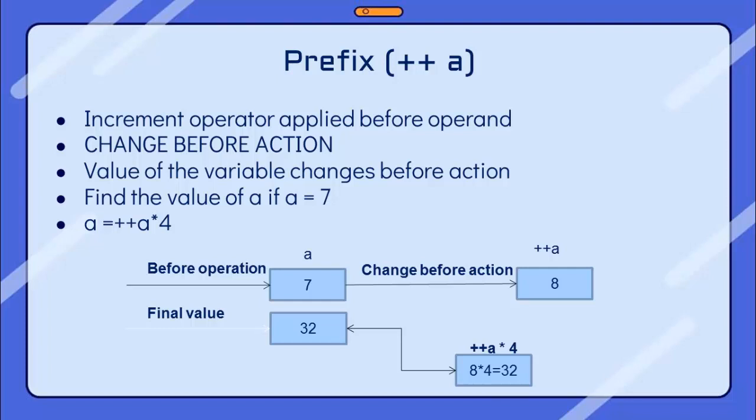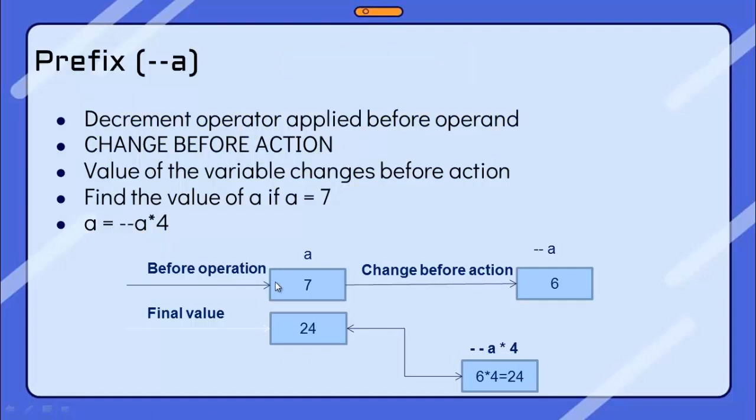So finding the value of a, if a is equal to 7, you have to find a = ++a * 4. So before it is a, after change ++a becomes 8 because you are adding it at the beginning only. Now a is 8, that is ++a * 4 becomes 8 * 4, that is 32. The next one is --a. The value is 7, so --a decrements it by 1, so 6 * 4 is equal to 24. That will be the answer.